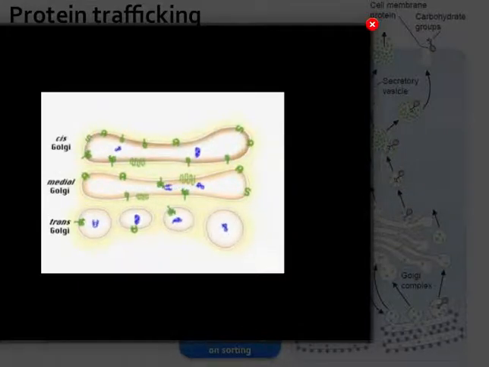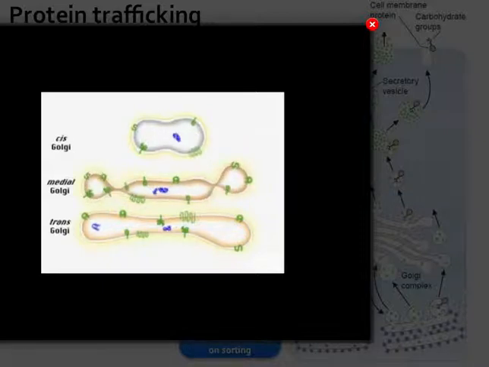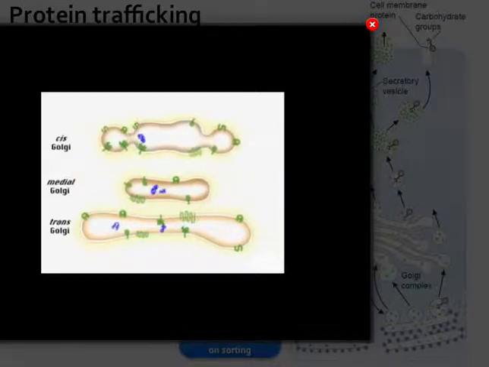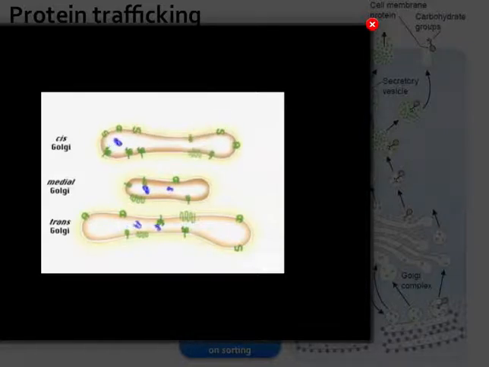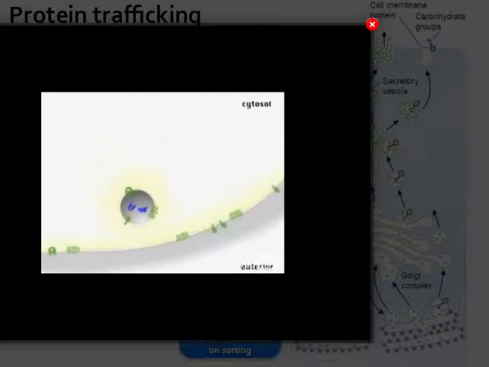In the cisternal maturation model, the cis-Golgi matures to become the medial Golgi. A new cis-Golgi is formed by fusion of ER vesicles. The maturation process includes retrograde vesicular transport of resident Golgi proteins. Proteins destined for secretion after modification in the Golgi are transported from the trans-Golgi to the plasma membrane. When the membranes fuse, the proteins are released into the extracellular space.